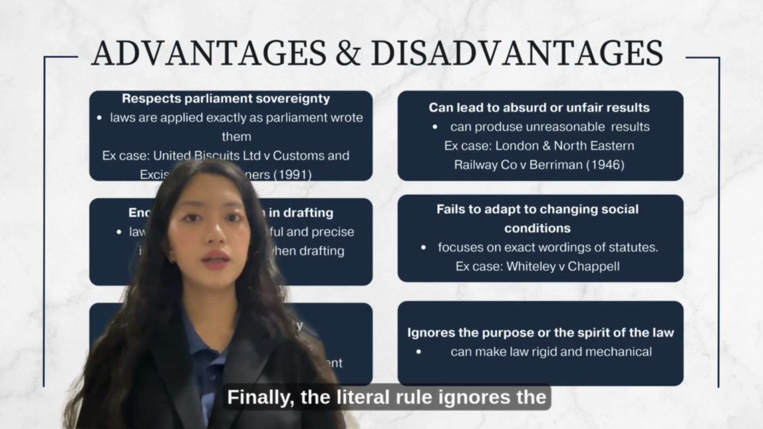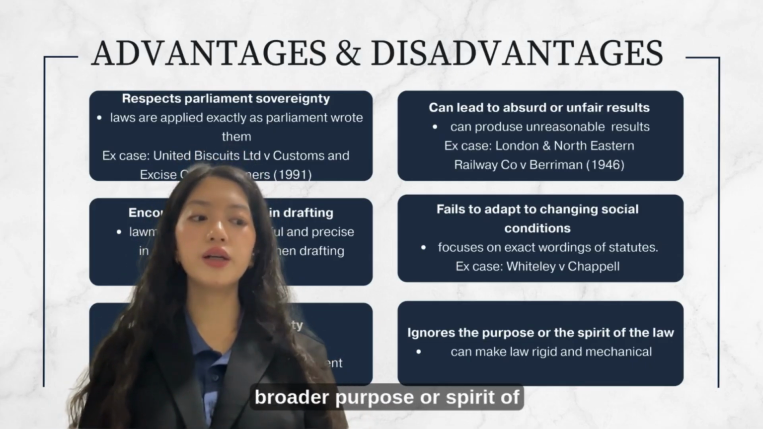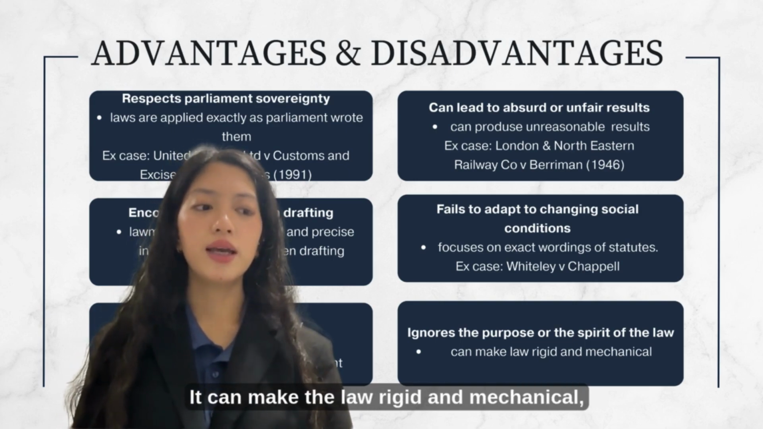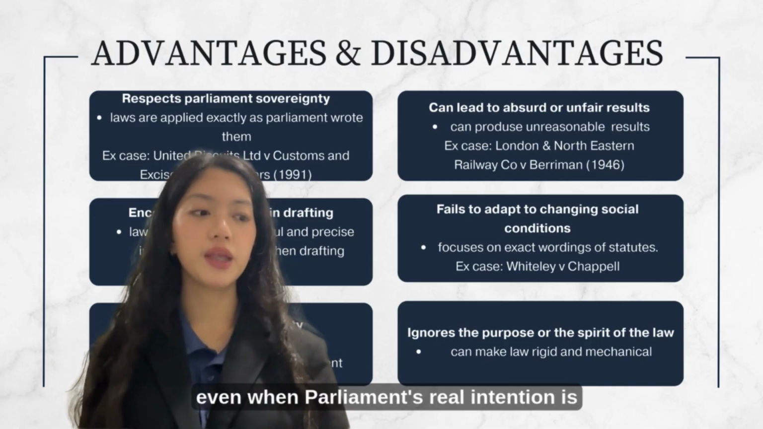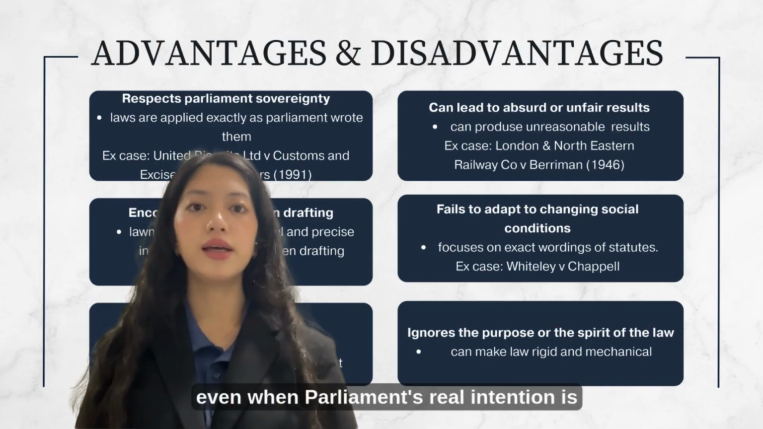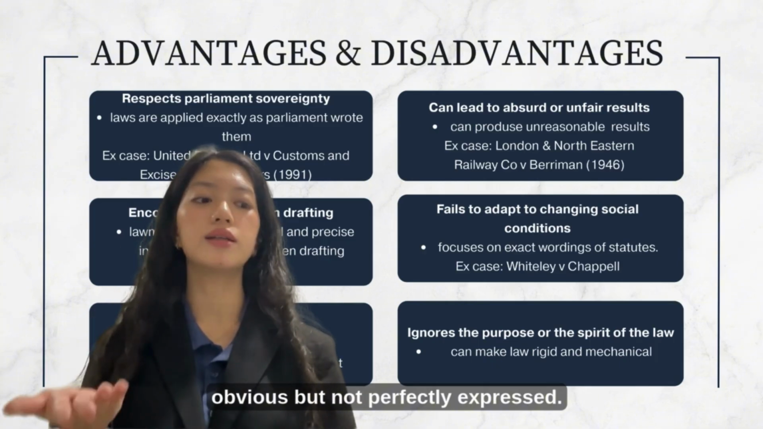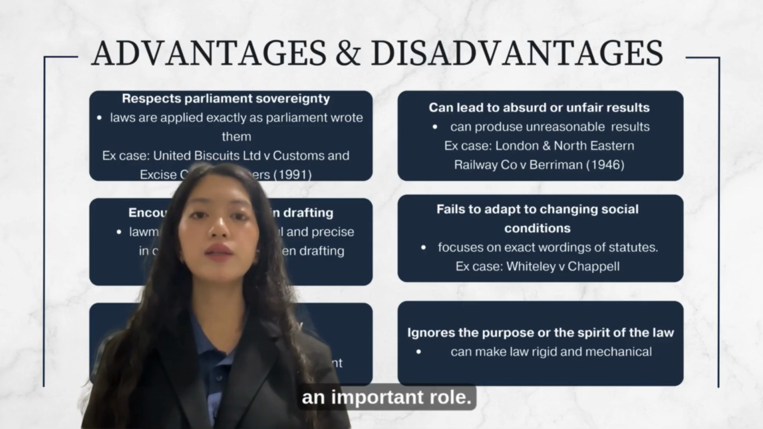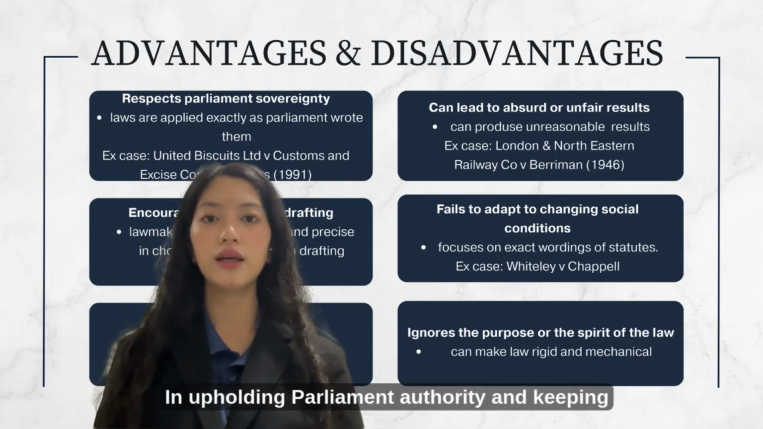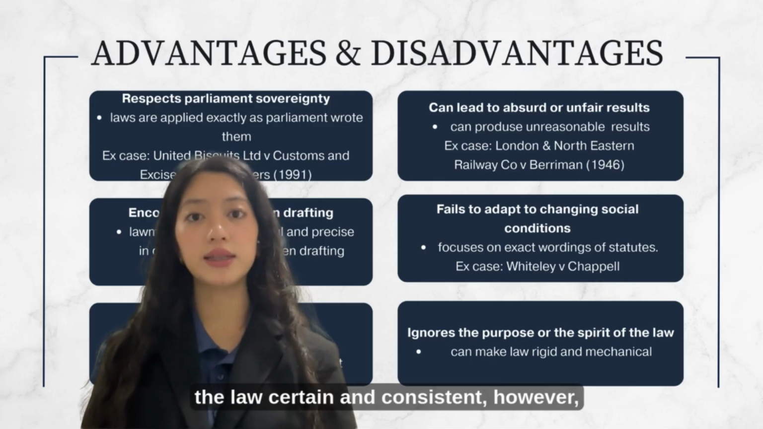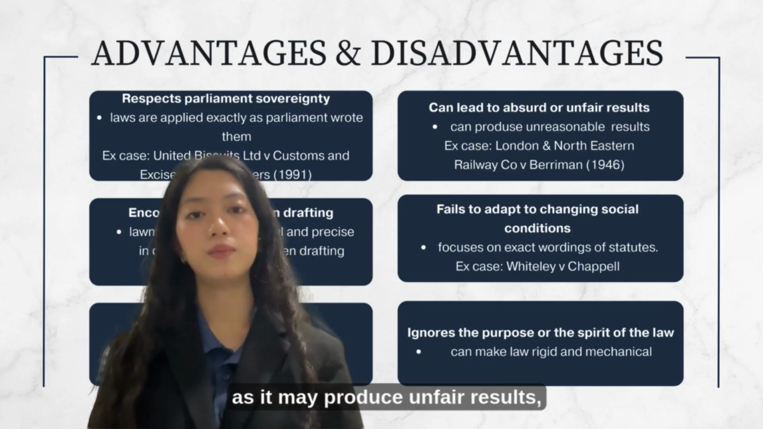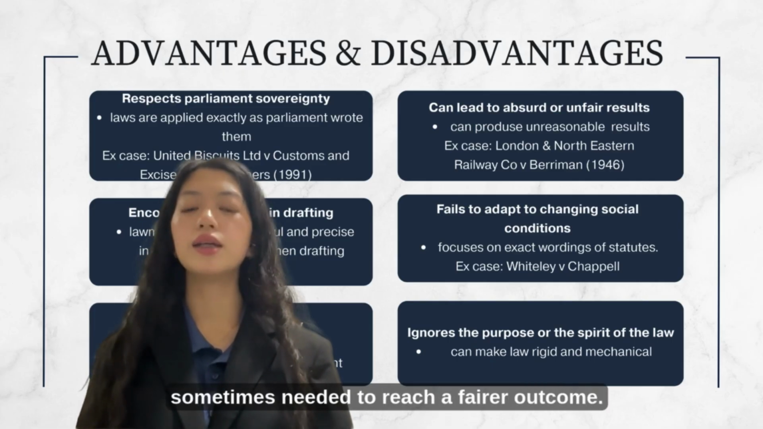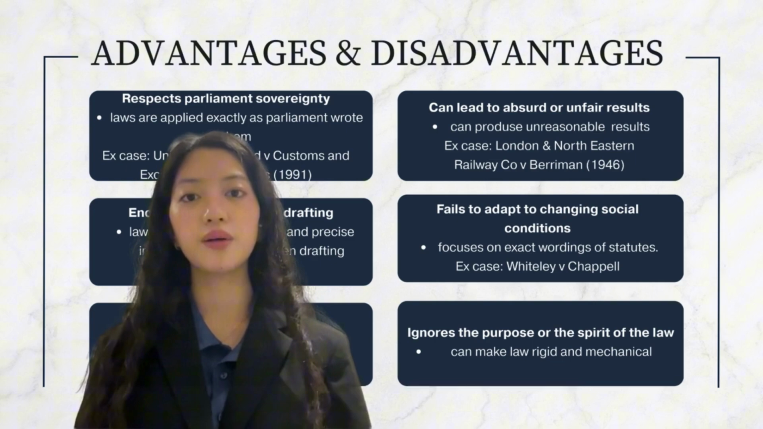Finally, the literal rule ignores the broader purpose or spirit of the law. By focusing only on the words, it can make the law rigid and mechanical, even when Parliament's real intention is obvious but not perfectly expressed. So we know that the literal rule plays an important role in upholding Parliament's authority and keeping the law certain and consistent. However, as it may produce unfair results, other interpretation rules are sometimes needed to reach a fairer outcome.